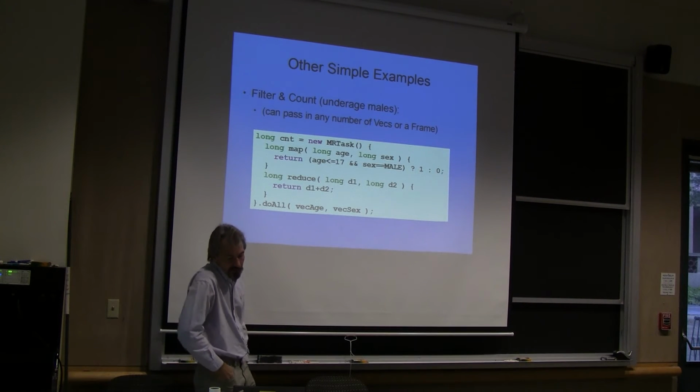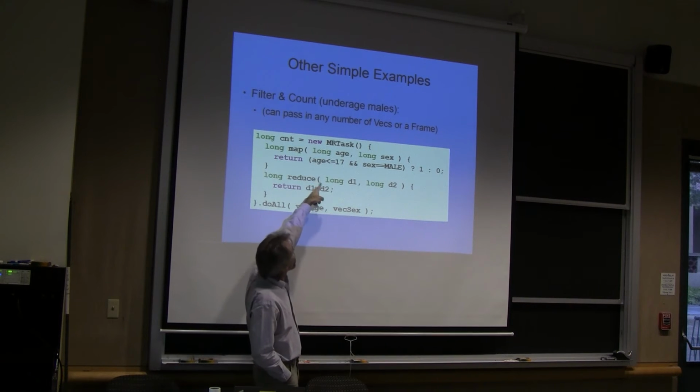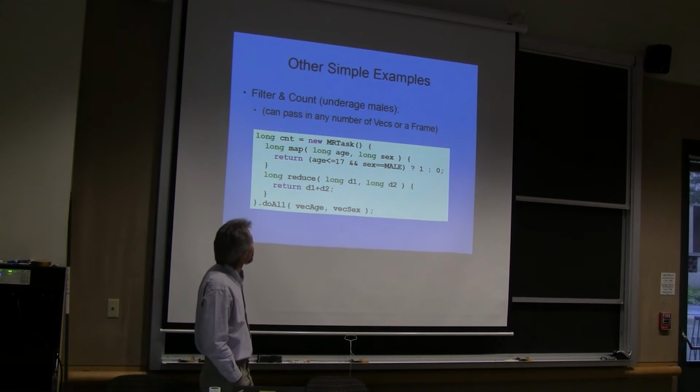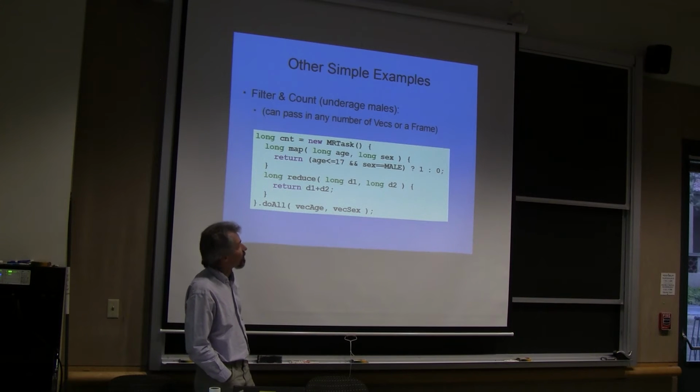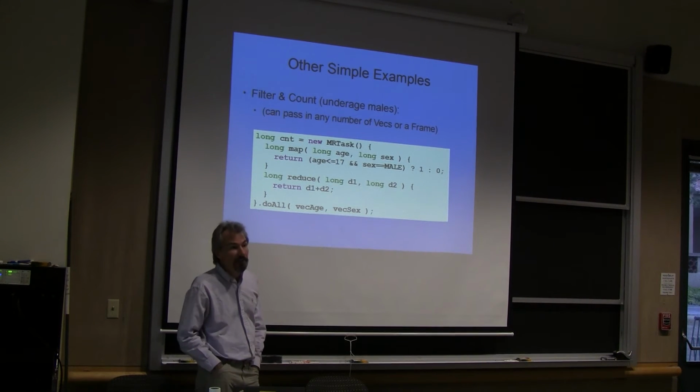So here's a filter. Counts people who pass the filter. Your age is less than 17, your sex happens to be male, and it's the same code as you saw before, more or less. A few more bells and whistles on this one, but it's the same idea.